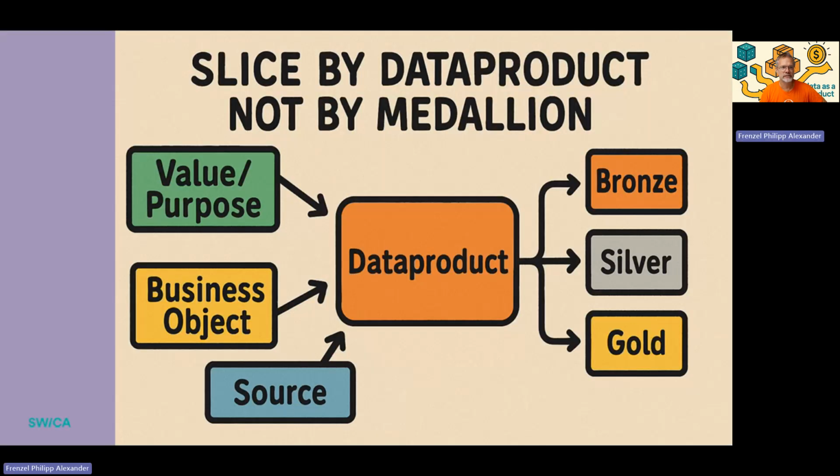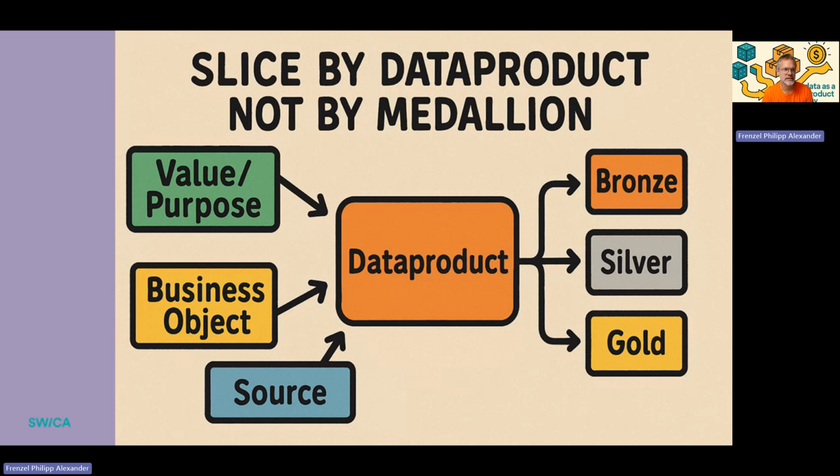So how do we do it? Very important for me is that, even now, everyone speaks about the medallion, how you have to deliver data in raw bronze, or a little bit enhanced in silver, or the ultimate data marts in gold. But that's not the way you should slice your data products.